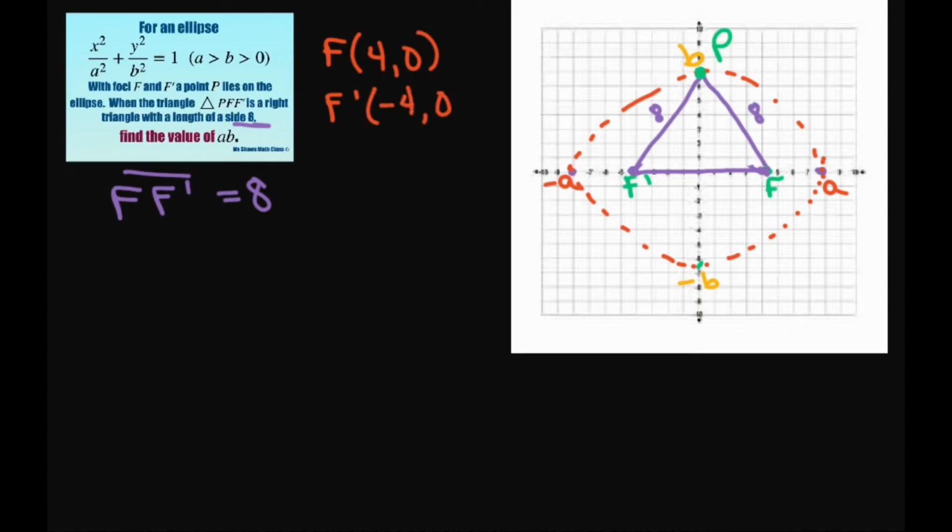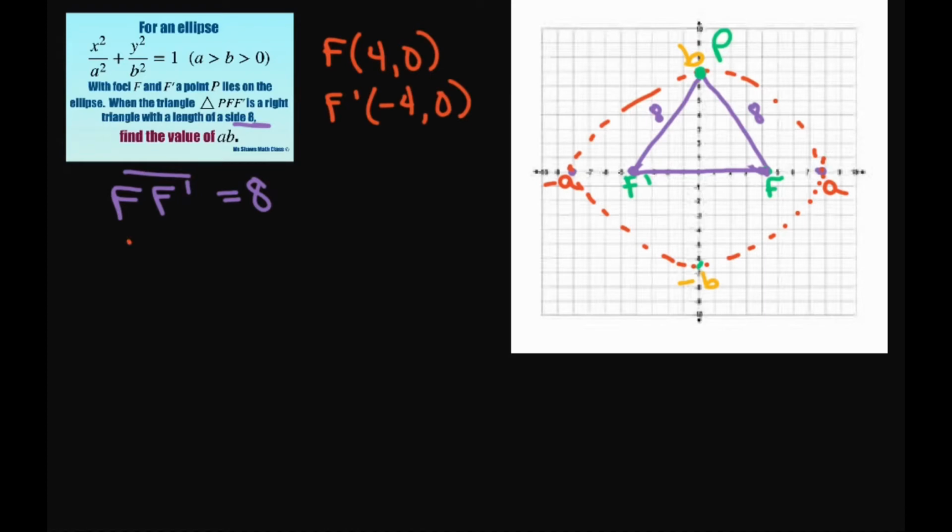All right, so let's look at this. I did a little sketch here, just to help guide us through. We don't have to sketch it, but basically we're going to have this 8 here. So we know that the length of FF prime equals 8. So that means these two foci here are going to be, F is going to be (4, 0), and the other one, F prime, is going to be (negative 4, 0).